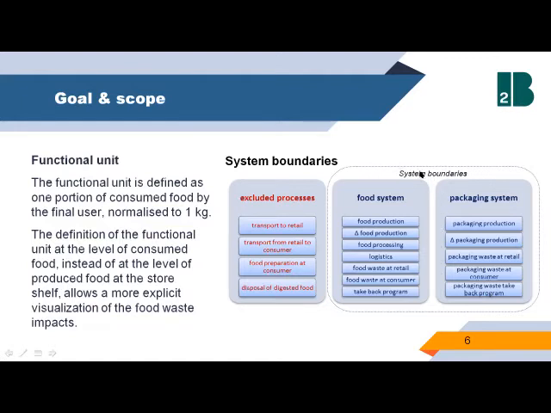Having divided the system boundaries in these two big systems, you can also directly see what is the impact of my food packaging combination for the food part, and what is the impact of the packaging part. So you can directly see where is the main impact, and also this will help you identifying if you are in an under packaging or if you are in an over packaging situation.